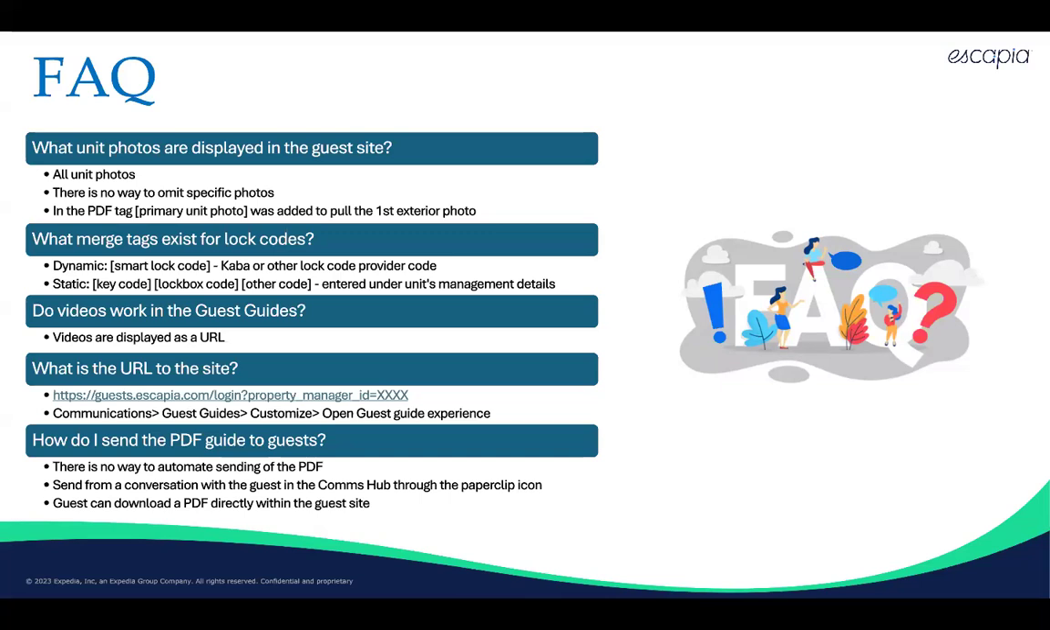How to send the PDF guide to guests. There is no way to automate the sending of the PDF, but you can manually send it from a conversation with the guest in the Comms Hub by using the paperclip icon. And guests can download a PDF directly within the guest site. You can, however, automate sending SMS or email messages to guests, which share the link, their check-in date, and their confirmation code.